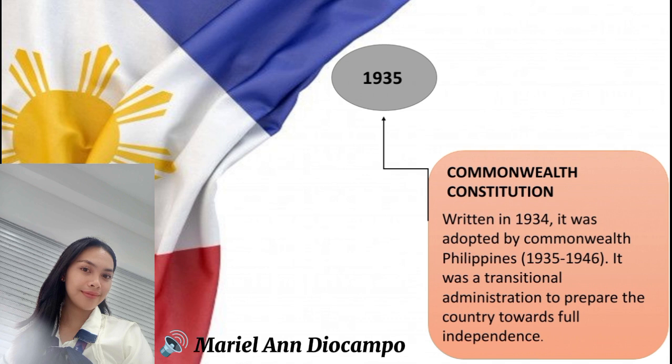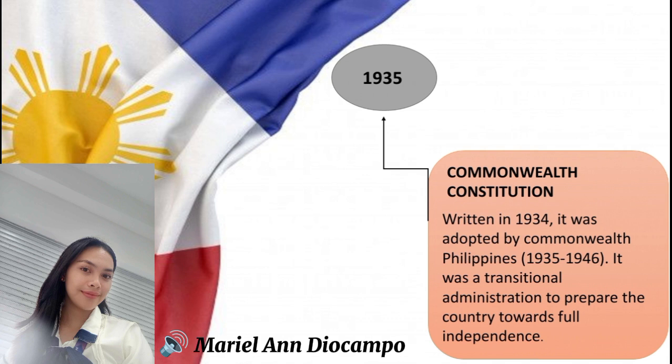Now let us proceed to the 1935 Commonwealth Constitution. It established a government structure in the Philippines that was modeled after the American system, including a bicameral legislature, an elected president, and an independent judiciary. It also included a Bill of Rights guaranteeing fundamental freedoms and protections against government overreach.